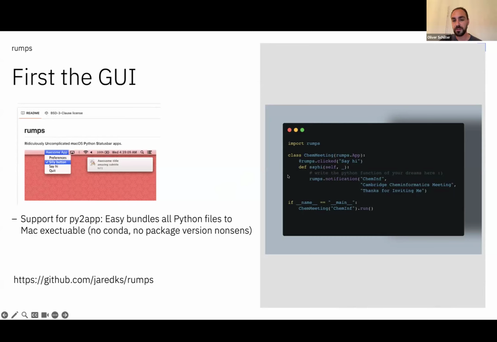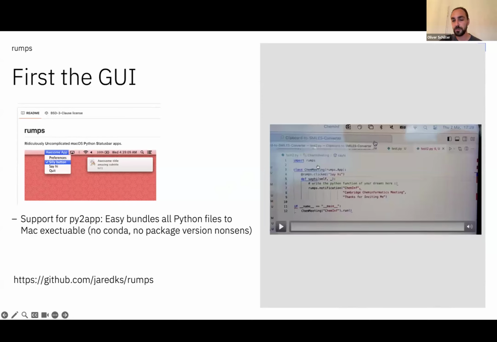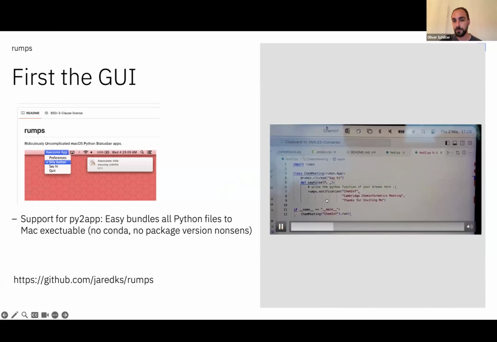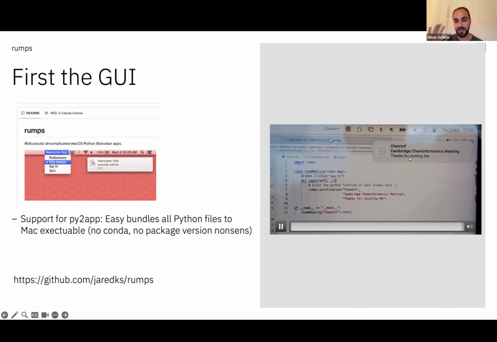Just to show that this code actually works, I made a screen recording with my phone, since you cannot screen record notifications on macOS. If I press this button, it says hi and greets you, and thanks for inviting me for the talk. So it's truly simple, and you can put in whatever function you want to run like this.